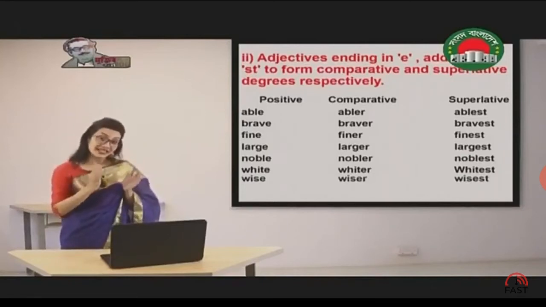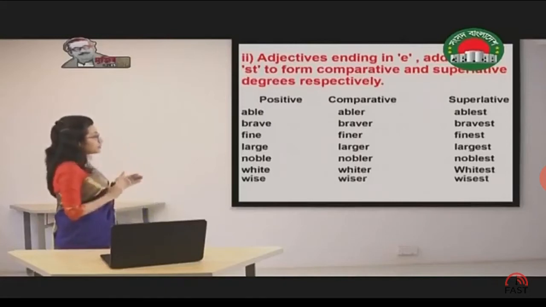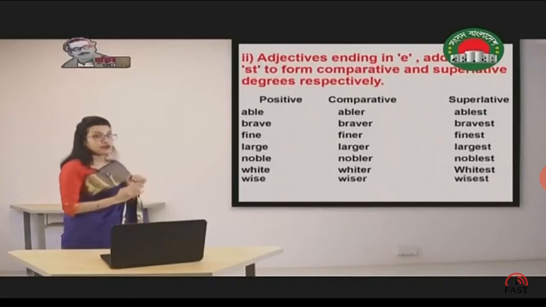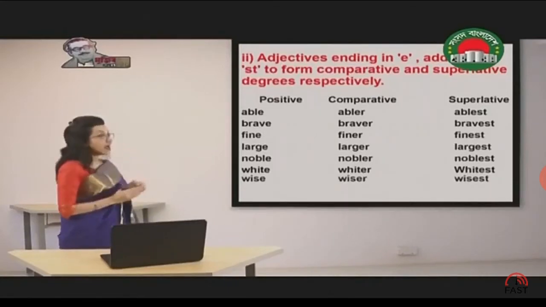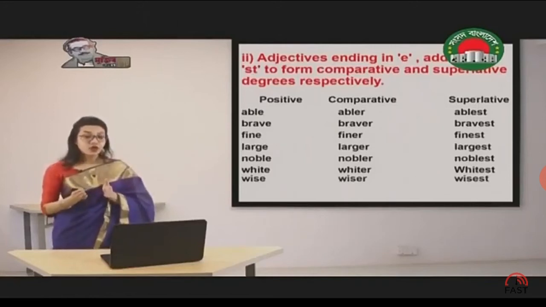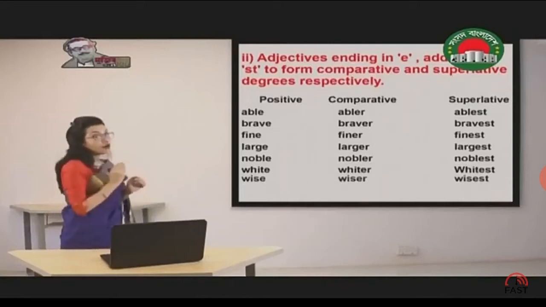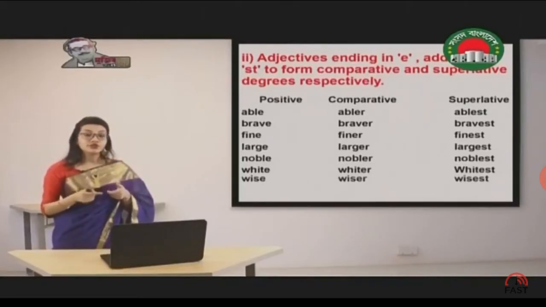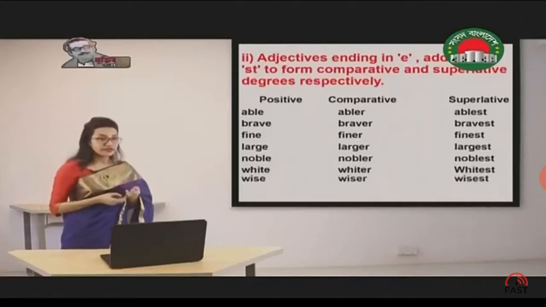It already has E as in built-in. For that reason, in positive, we have E at the end. In comparative, we have R. And in superlative, we have ST. So remember the rule once again, I'm repeating. If the adjective is ending with E, then we are going to use R in comparative and ST in superlative.